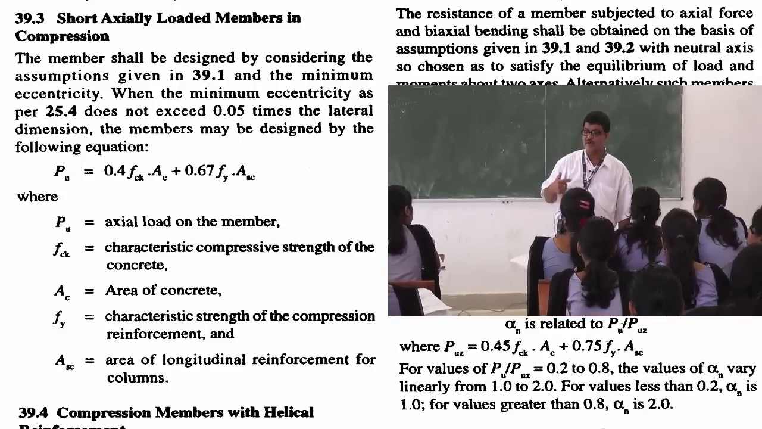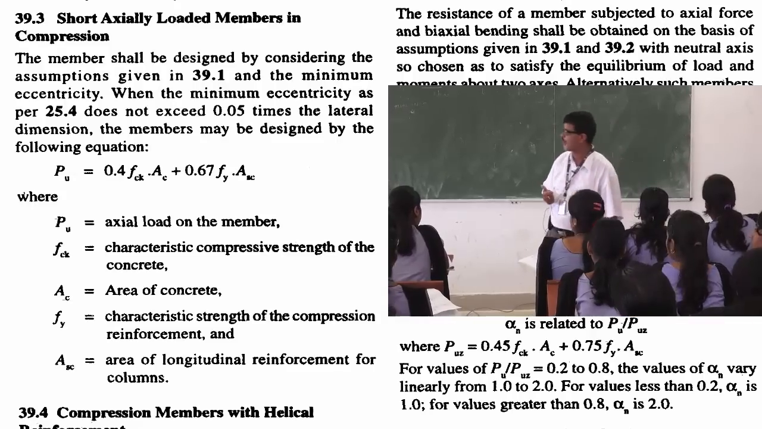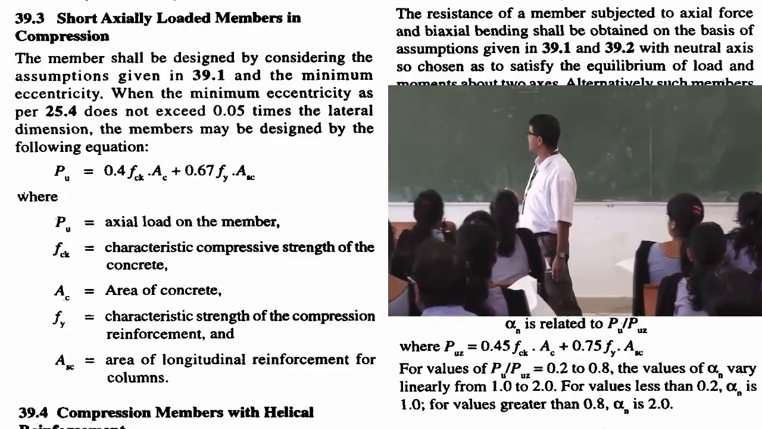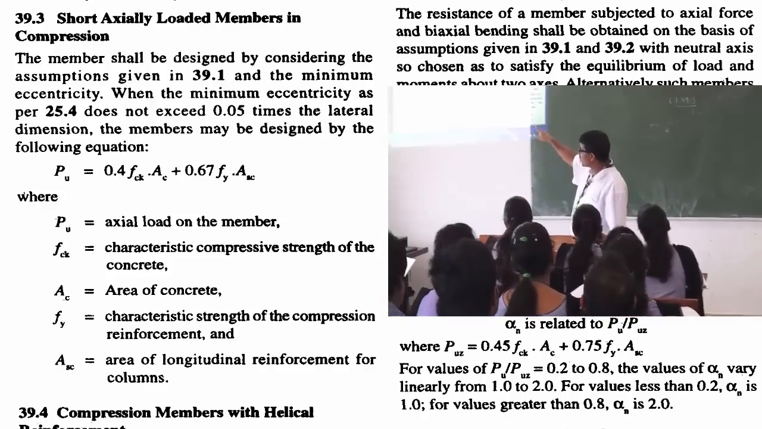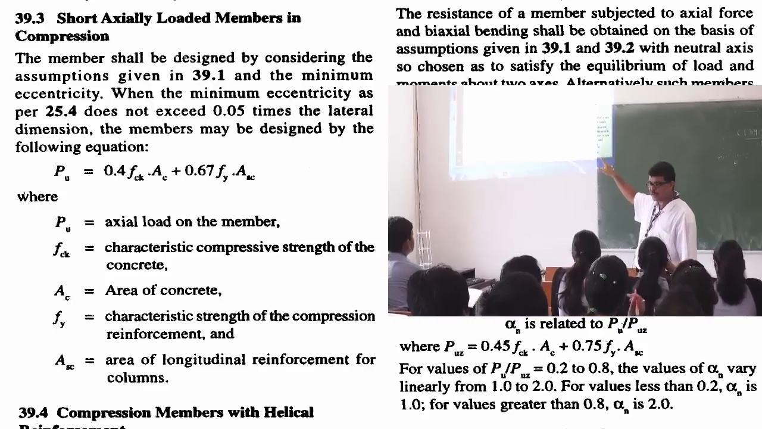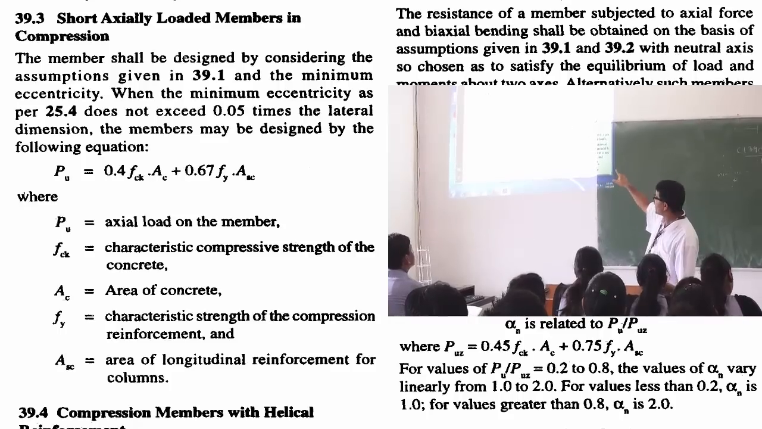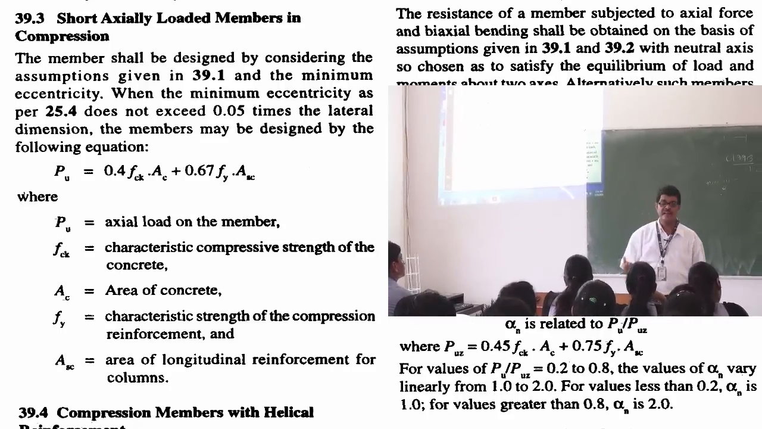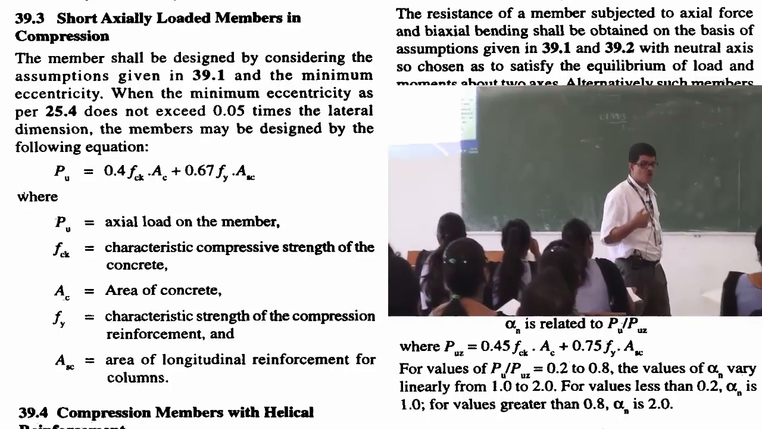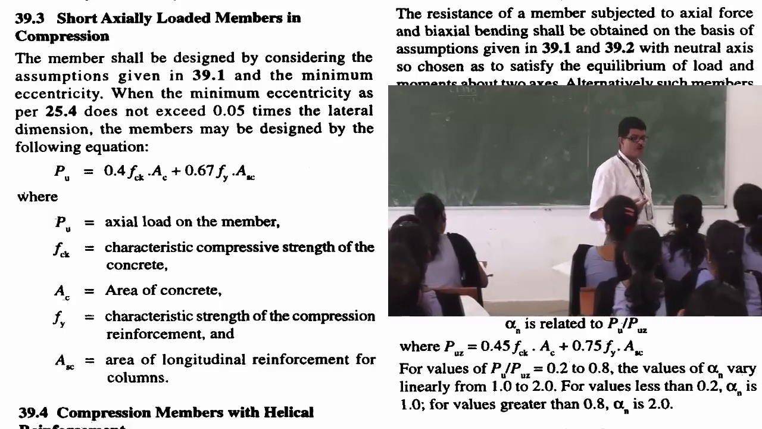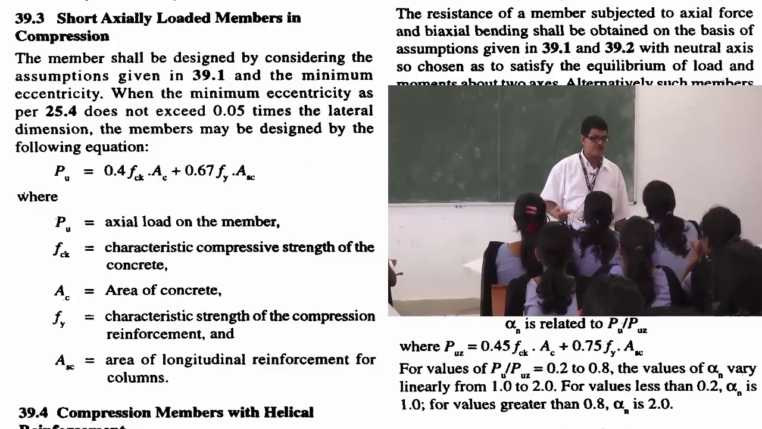So before using the analysis of the short column, you have to check the minimum eccentricity value that you have calculated, unsupported length by 500 plus least lateral dimension by 30. It shall not exceed 0.05 times the lateral dimension. That means 0.05 times the depth or 0.05 times the width, that you have to check.